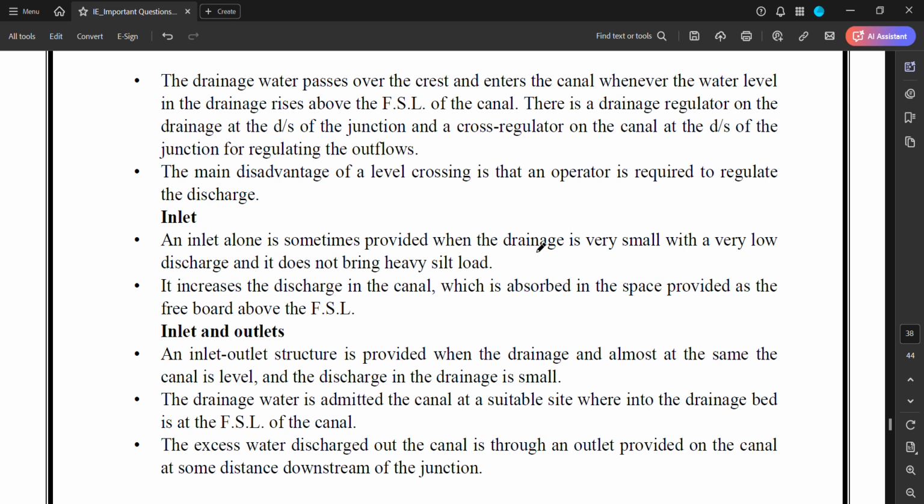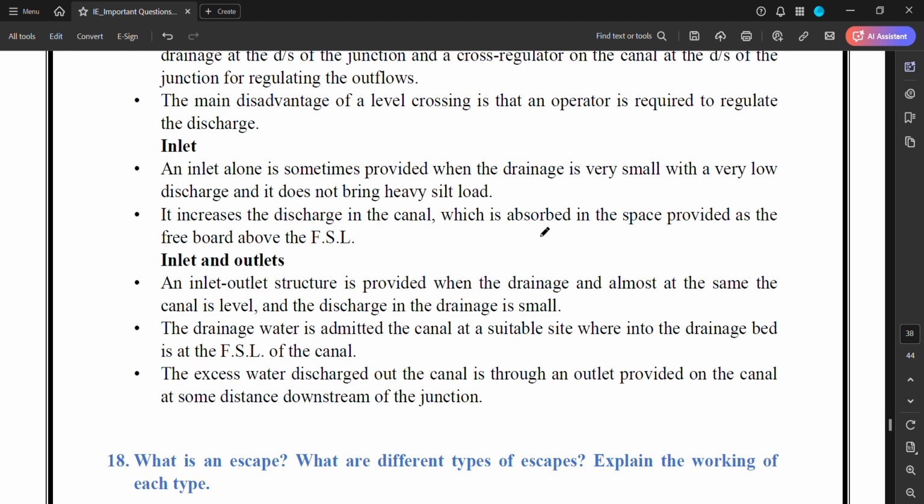Inlet. An inlet alone is sometimes provided when the drainage is very small. When the drain or river or any channel is very small, with a very low discharge, and it does not bring heavy silt, then we can provide an inlet. It increases the discharge in the canal, which is absorbed in the space provided at the freeboard above the full supply level.